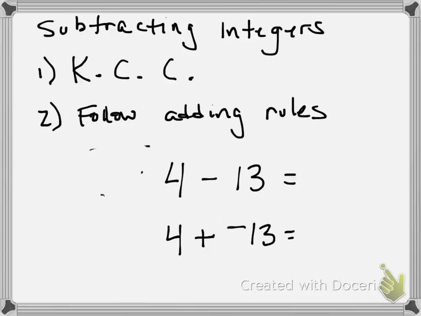4 plus negative 13. Oh, my signs are different. I need to subtract. 13 minus 4 is 9. Positive or negative? 13 is the bigger digit, and that's negative, so it's going to be a negative 9. That's it.